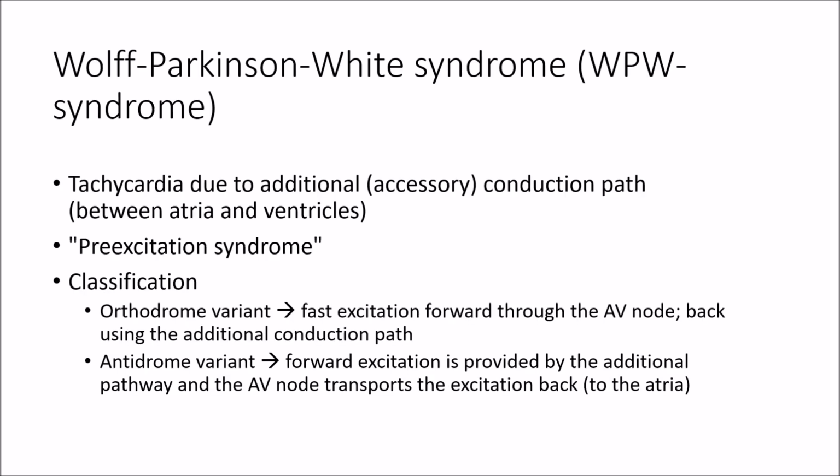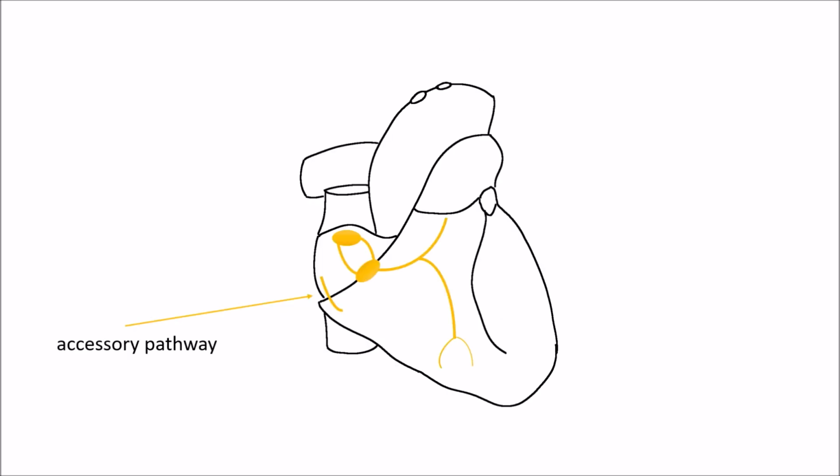Some people have another pathway in addition to the AV node that connects the atria to the ventricles. One of these syndromes is the WPW syndrome. It is also called preexcitation syndrome. Most of the time these patients are also asymptomatic. However, an electrical signal can sometimes go in circles. Then the patients become tachycardic.